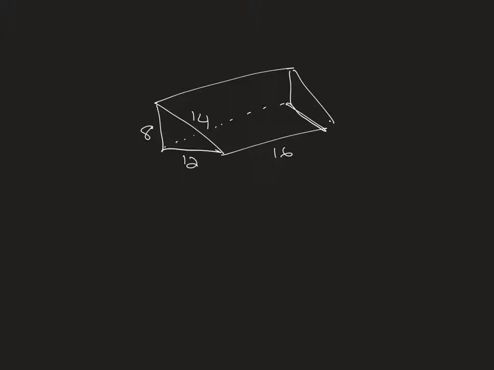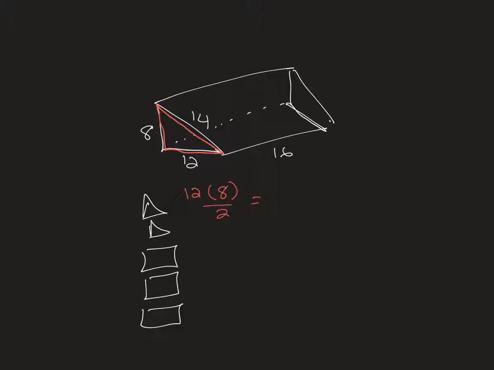Right, on this next one, we have another triangular prism. So again, we have 5 faces. 2 of them are triangles, and 3 of them are rectangles. So let's start with the triangle. And I have a base of 12 and a height of 8. So 12 times 8 divided by 2 is going to give us 48. And then the other triangle is exactly the same.